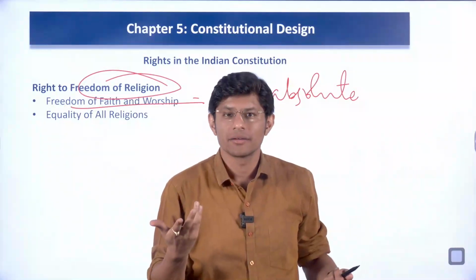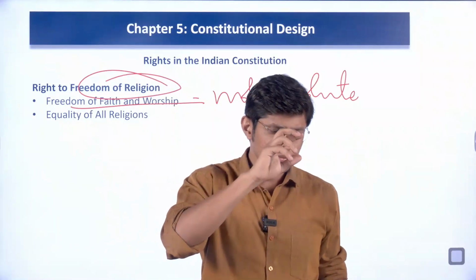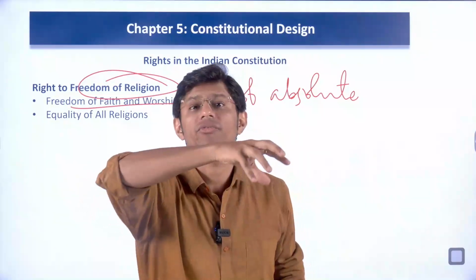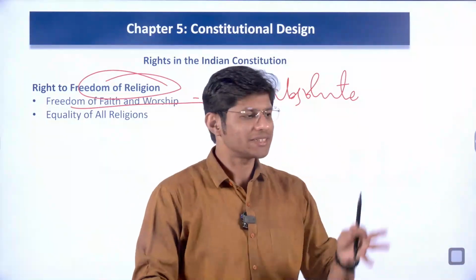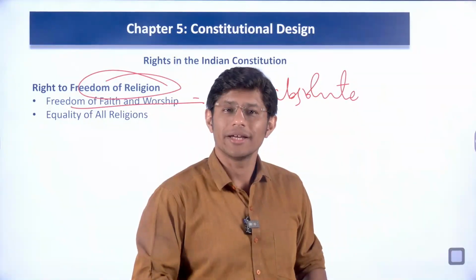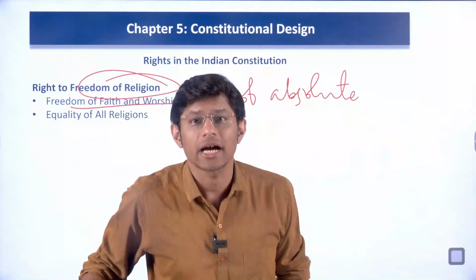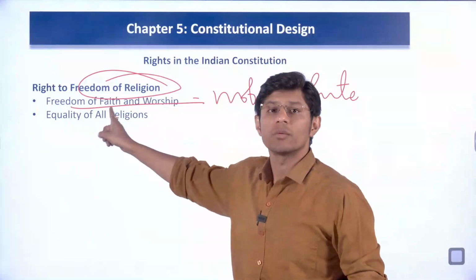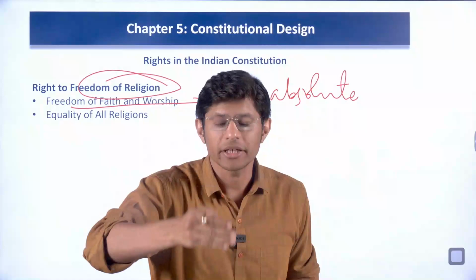triple talaq, all these were part of the religious customs of different religions. The government banned them. The government says that sati, triple talaq is wrong, and so the government intervened and banned them, which means again this freedom of faith and worship is not absolute. There are limitations.